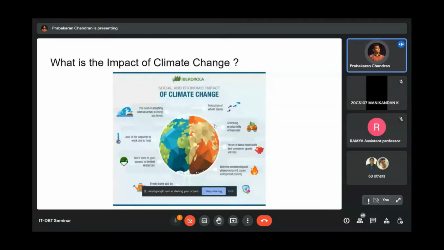And more wars to gain access to the limited resources. That's obvious because when the world faces a drought or excessive flood, certain regions of the world face that, it will actually cause situations of war, because wars are actually for grabbing the limited resources only. Likewise, we have a lot of difficulties, a lot of complications going to happen with the increase in climate change.